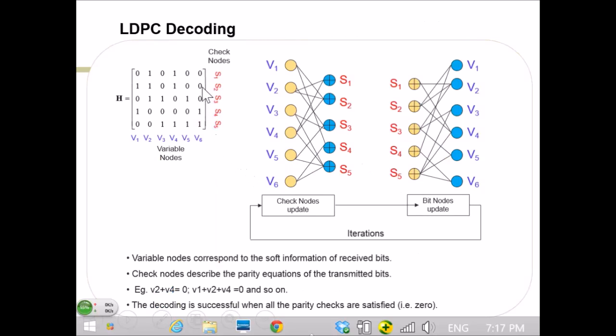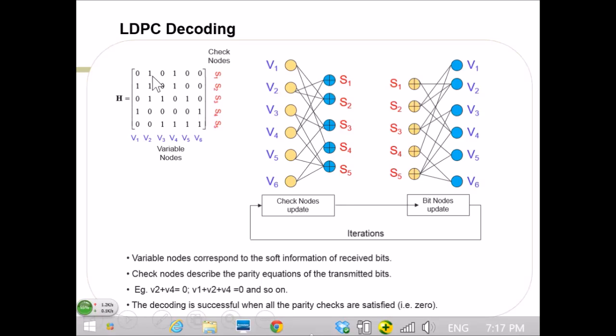So for LDPC, what would happen is, let me see how much time I have. Okay, good. So basically you have the H matrix, that's a parity check matrix. What you have is variable nodes and check nodes. For instance, in this one, you have an example here.